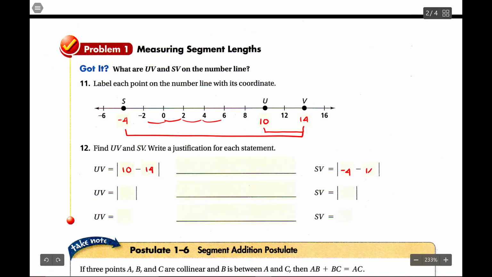And that is simply by the definition of distance. That's why we have the absolute values around these as well. 10 minus 14 is negative 4. Negative 4 minus 14 is negative 18. And when we define what step we took just there, it's simply subtraction.